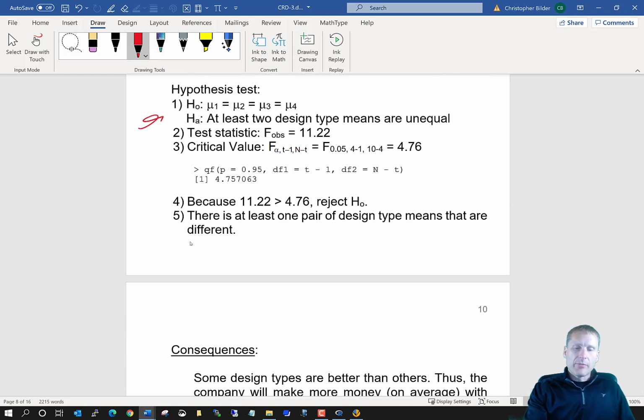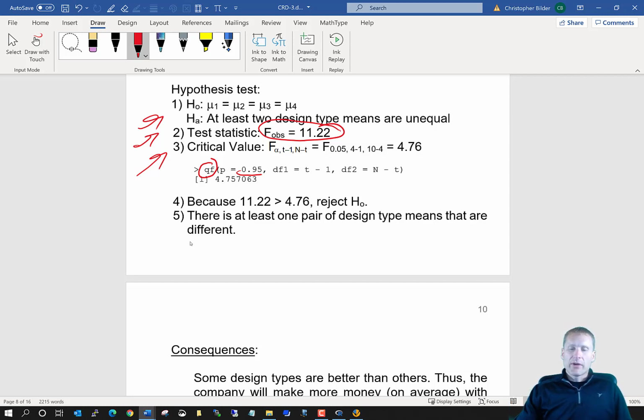Step 1, state your hypothesis. Step 2, state your test statistic, so we can go to the output and get 11.22. Step 3, state your critical value. What we can do is use the qf function, the quantile of the F distribution, where I want the 0.95 quantile. Suppose alpha is 0.05 in this case.